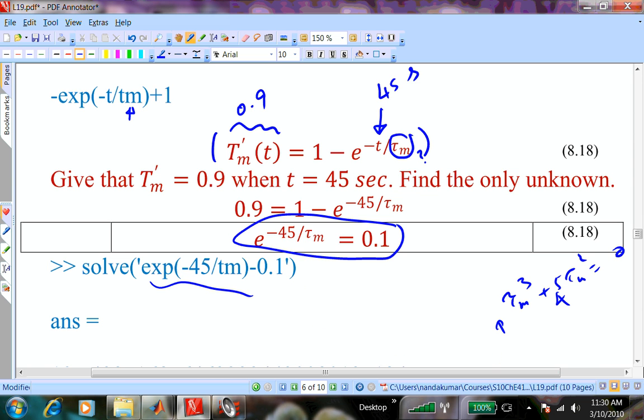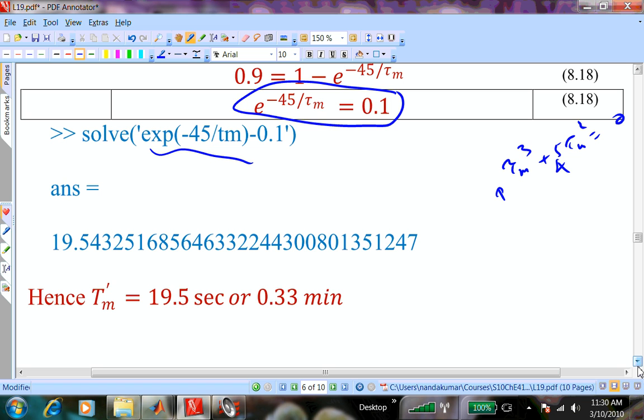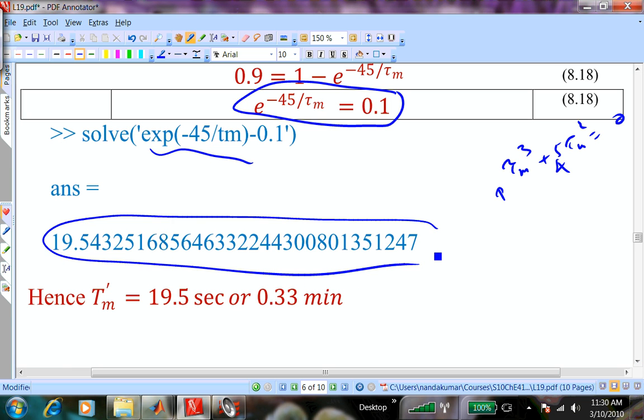Sorry, I think we're running out of time. So that gives you Tm. This is the problem with the symbolic output. It gives you a long number of digits, but truncated, it is 19.5 seconds or 0.33 minutes. That is the time constant. Okay? So in the next class, we will follow up with the simulating part.